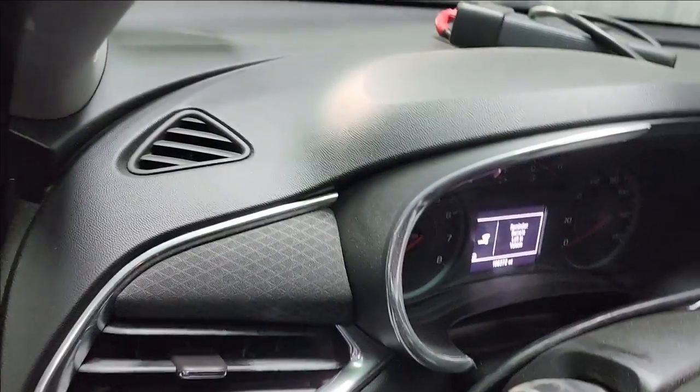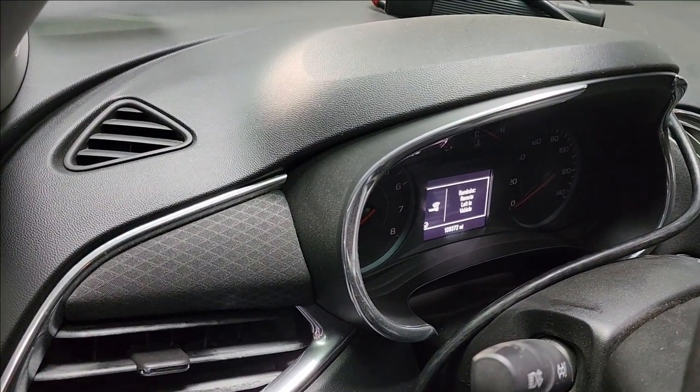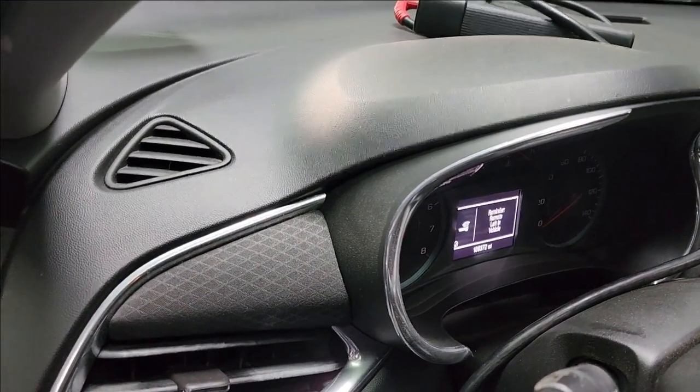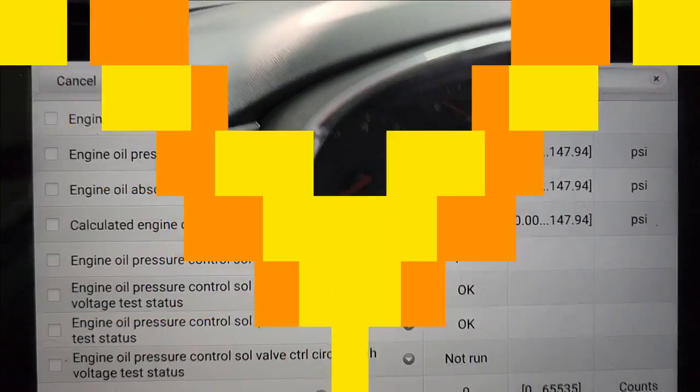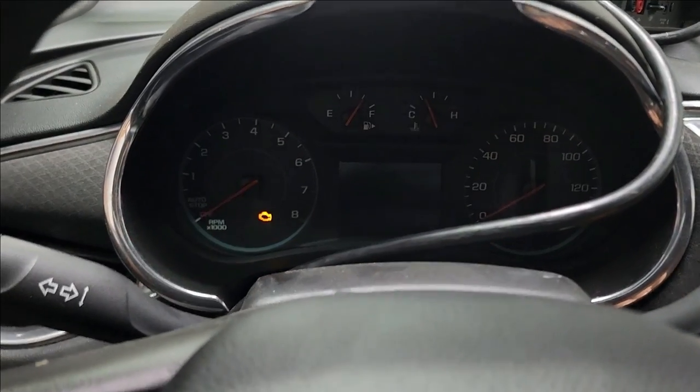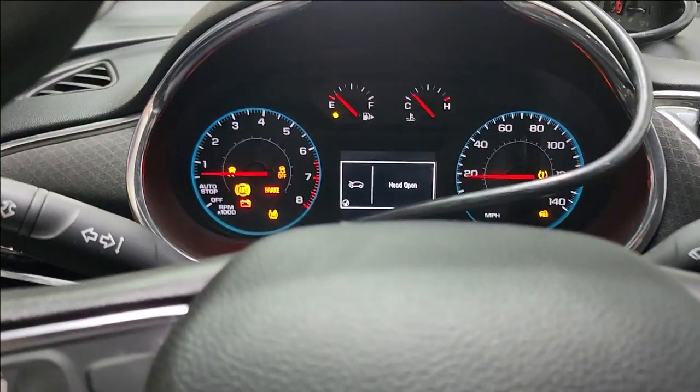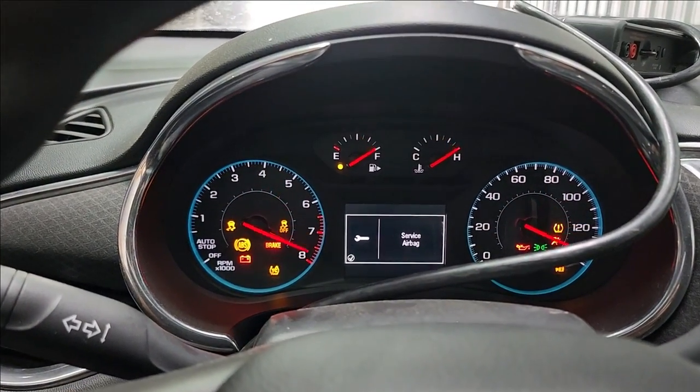All right, now with the new oil, where's the scanner? Can you do me a favor and give me the scanner? Yeah, that one. Here we go, we're ready to start it after changing the oil.